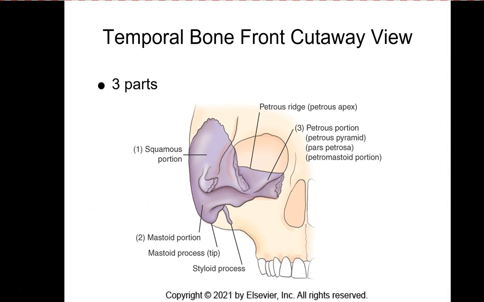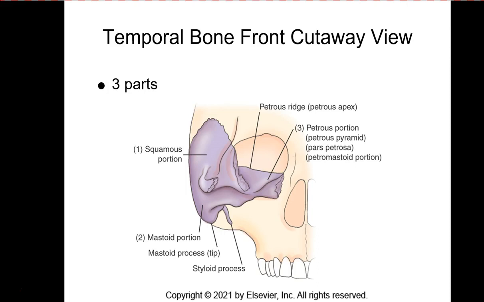Within the mastoid portion, we have a mastoid process or tip, again, posterior to our ear. Here's our styloid process that we talked about a minute ago. Within the mastoid process, we have many air cells, and we'll look at pictures of this in another lecture, but mastoid air cells are really pretty cool to look at on a CT scan. They actually look like pockets of air.